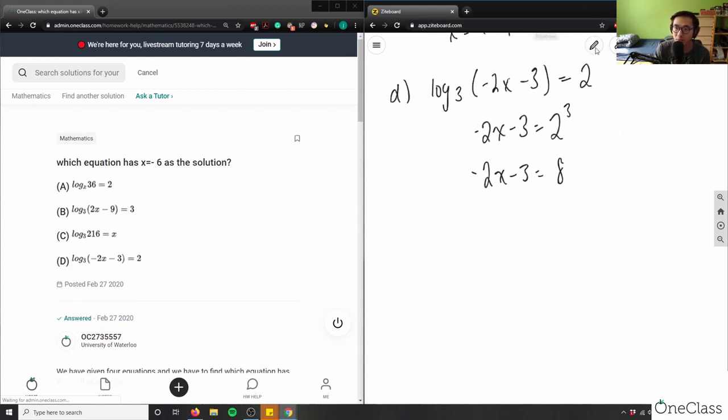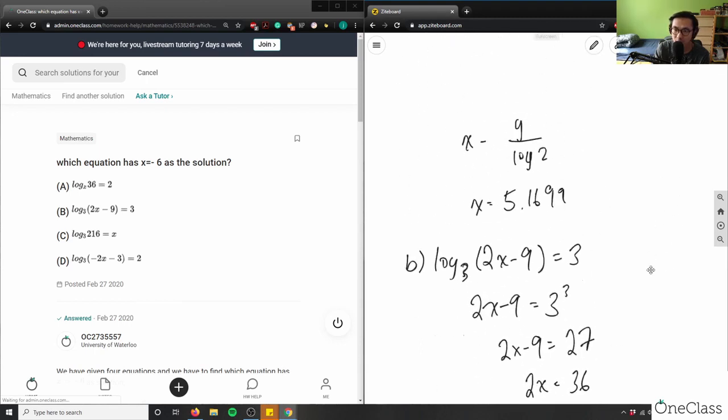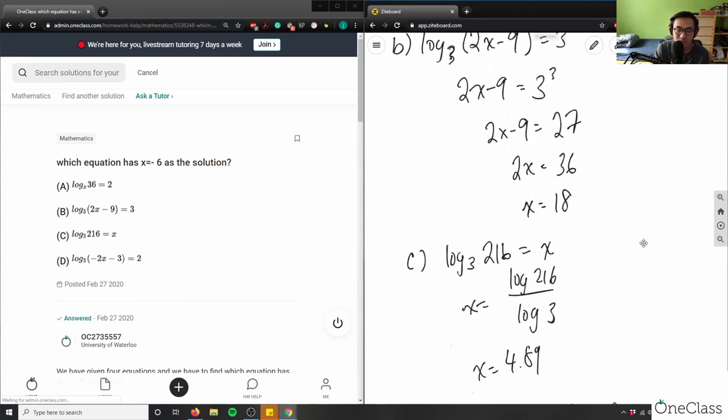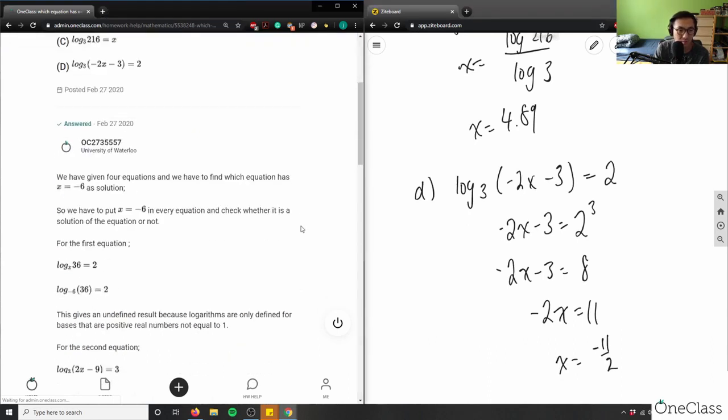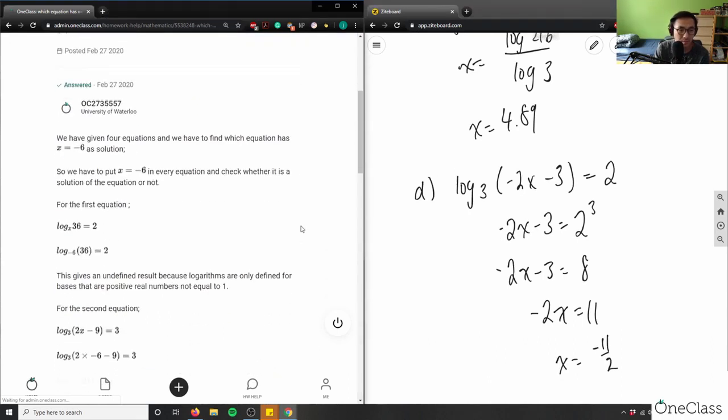And then I'm going to have minus 3 moved to the other side would be plus 3. So I have -2x equals 11. X would equal -11 over 2, which means that's not the solution here. So for some reason, I'm not getting a solution for x equals -6. So let me just check the solution to make sure we have something here.